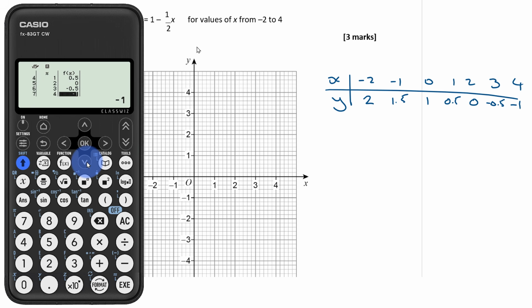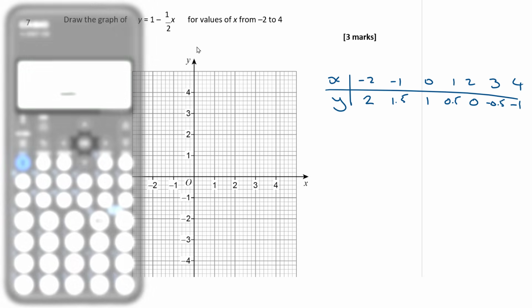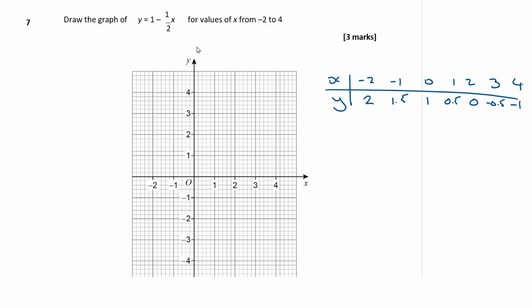Okay? Now, I think this is going to be a straight line, isn't it? Because I've just got y equals mx plus c. So I think I'm not going to bother plotting the half points. I'm just going to draw the solid ones and make my life a little bit easier. Okay, so I'm going to plot the points. Minus 2, 2. 0, 1. 2, 0.